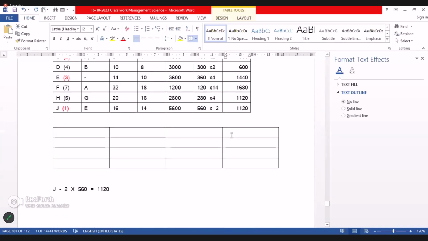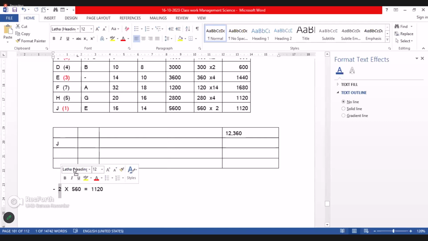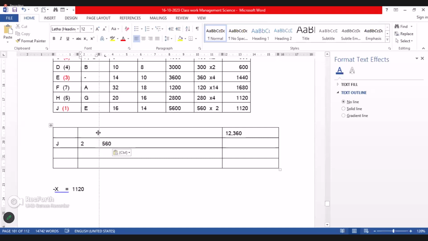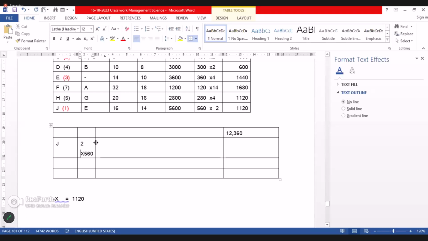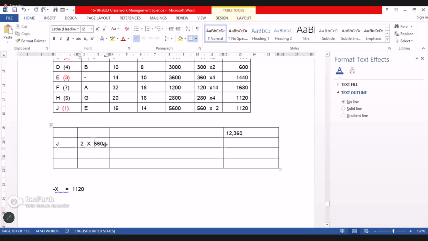Now, from this 12,360, we consider activity J. The number of days reduced is 2, at 560 per day. So 2 into 560, that is how much? 1,120. We have to reduce it.